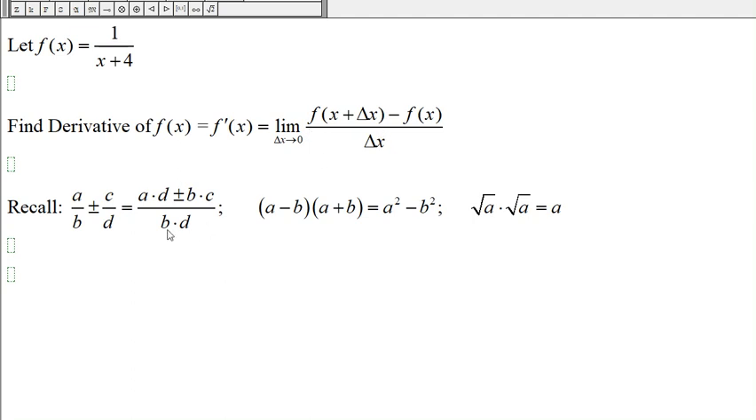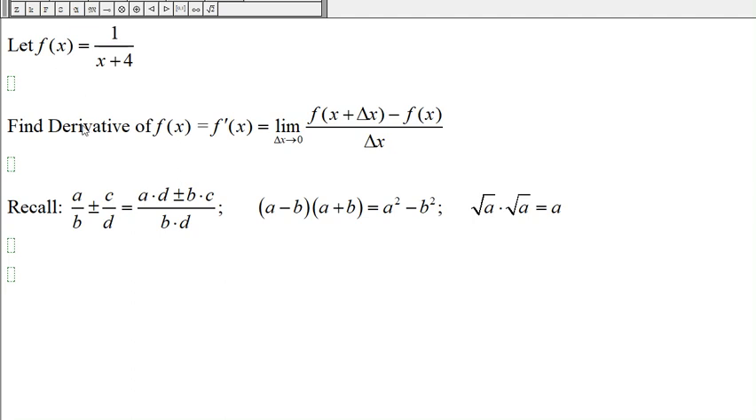And before we do that, we have these formulas right here. If we have the fraction a over b plus or minus the fraction c over d, then we just cross multiply. It'll be a times d plus or minus b times c, and then dividing by the product of the two denominators, b times d. And this is the difference of two squares: a minus b times a plus b is a squared minus b squared.